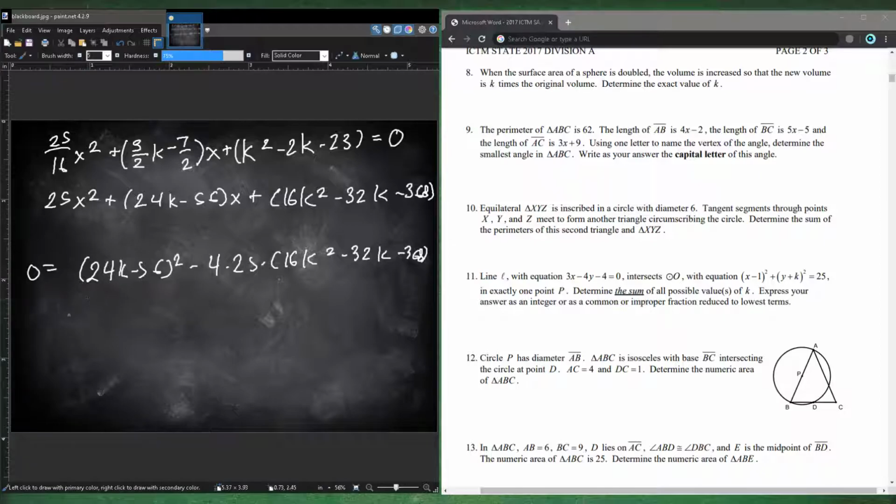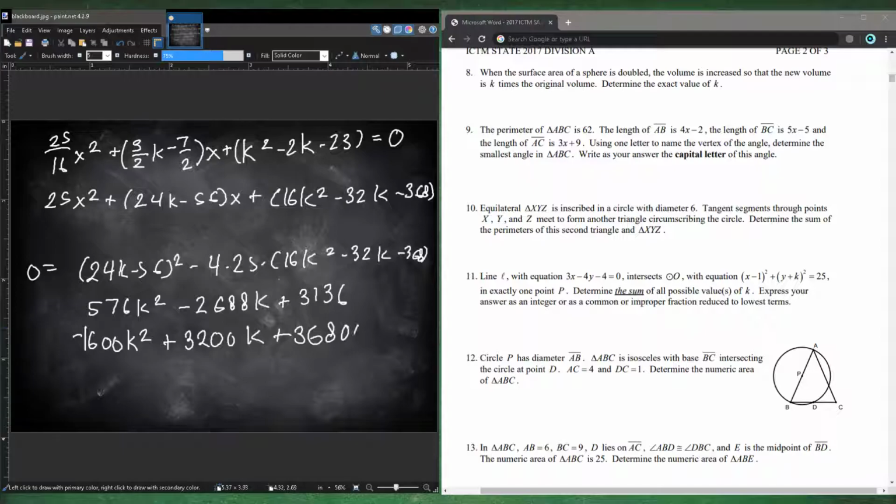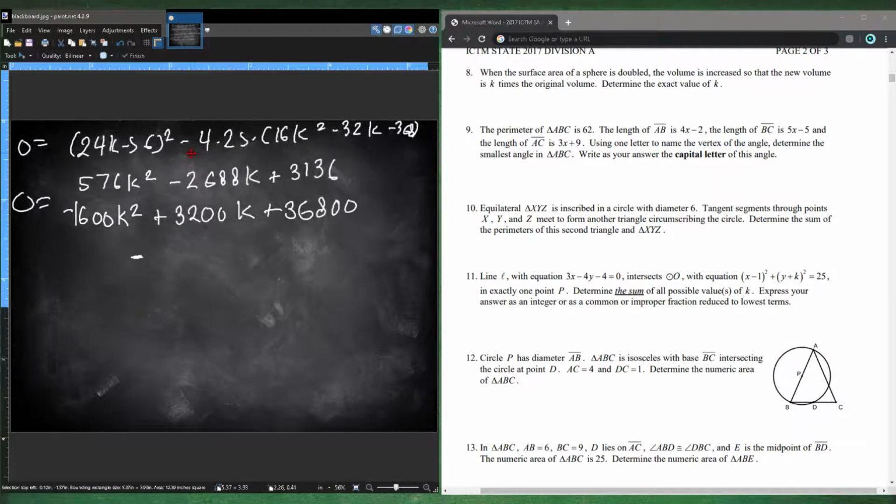Okay. So expanding that out, that's 24 times 24, which is 576 k squared. And that is 24 times 56 times 2, minus 2688k. And 56 times 56, which is plus 3136. So that's minus 1600 k squared plus 3200k, and then plus 36800. Okay, so subtracting that, that should equal 0. So subtracting that, we should get, okay, let's move it up so we get a little bit more room to work with this.